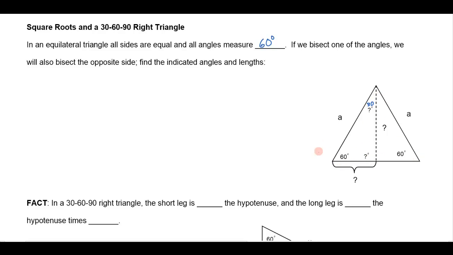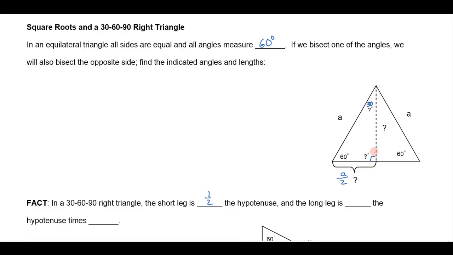So if all three of these sides was originally A, then I know that this side is going to have to be A over 2. So the first thing we want to notice is that if you have a 30, 60, and then this would be 90 degrees right here, if you have a 30-60-90 right triangle, then the side opposite the 30 degree angle is going to end up being exactly half the length of the hypotenuse. Okay, so I know that the side opposite the short leg is going to be half the hypotenuse.